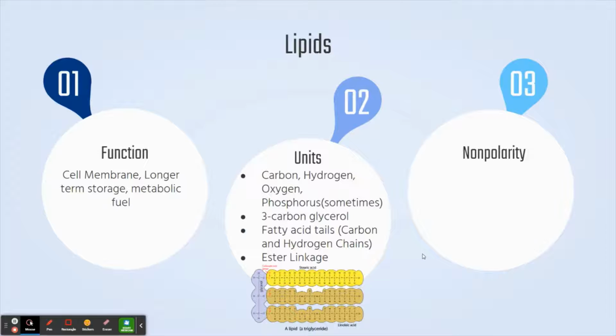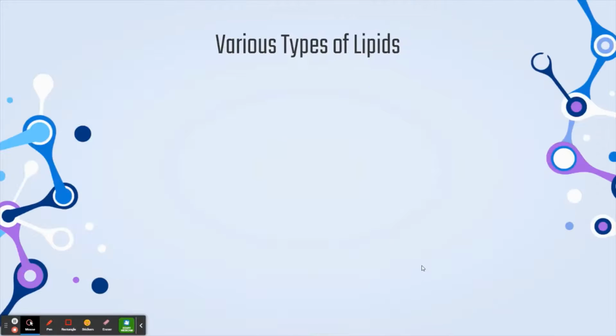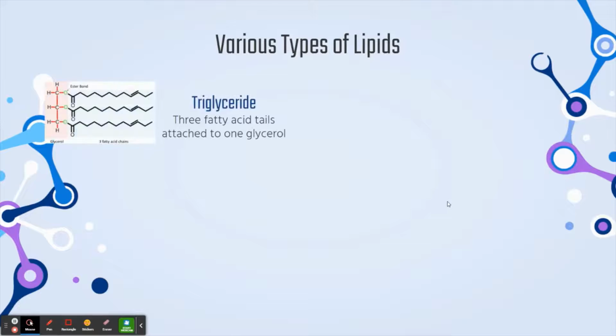And one idea about lipids is that they are nonpolar, which means that it does not mix with other polar objects, such as water. So there are many various types of lipids. The first kind is the triglyceride, which is a glycerol, and then on each of these oxygens, you can see that there's an ester bond and three total fatty acid chains.